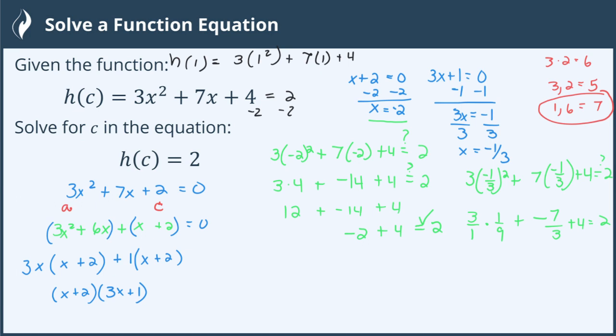So this becomes 3/9, but I'm going to do some reduction before I even get started. 3 goes into itself once, 3 goes into 9 3 times, so my result is 1/3. 1/3 minus 7/3 gives me negative 6/3, which equals negative 2. So now we have negative 2 plus 4, and that indeed does equal 2. So we know that both of these answers are correct. Our solution set is negative 2, negative 1/3.